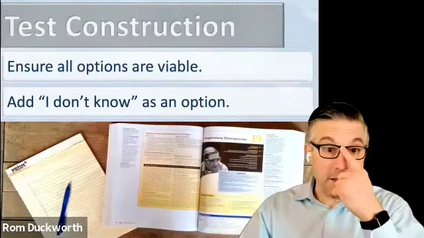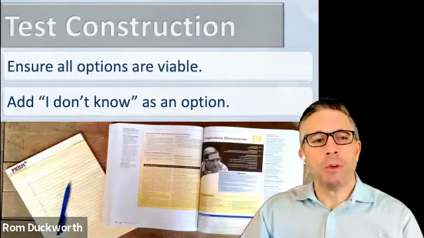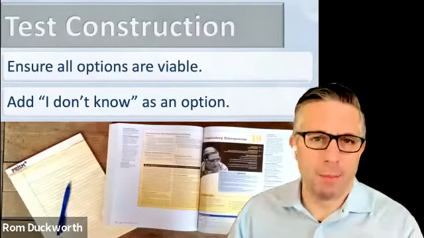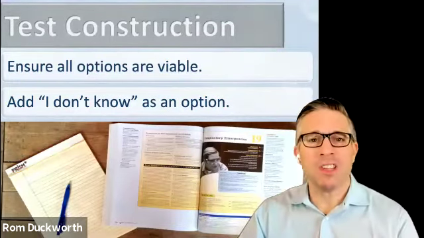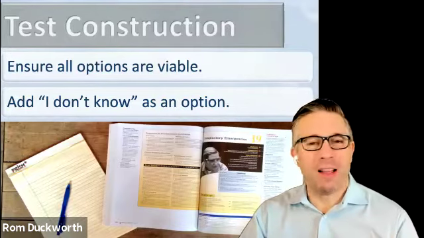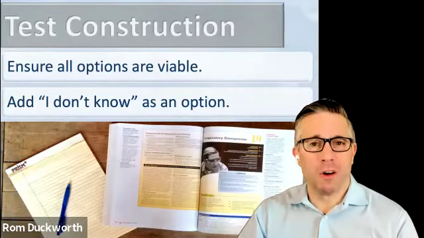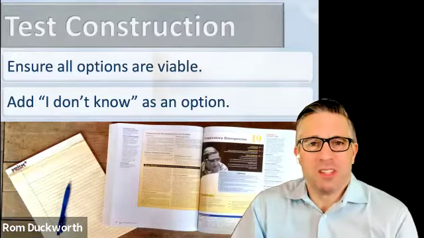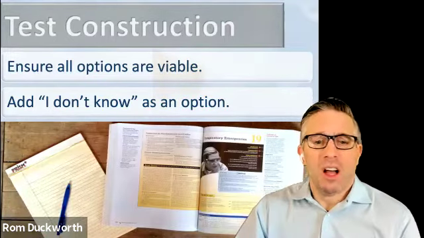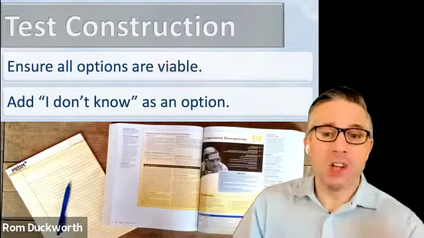When you're doing tests, make sure, especially if it's multiple choice, all options are viable. No joke options. That takes away from the veracity of the test. People will chuckle for a minute and think, well, is this whole test a joke? Consider adding "I don't know" as an option.